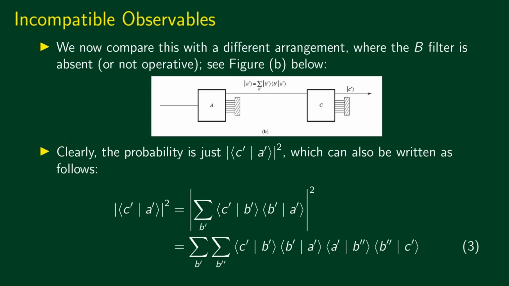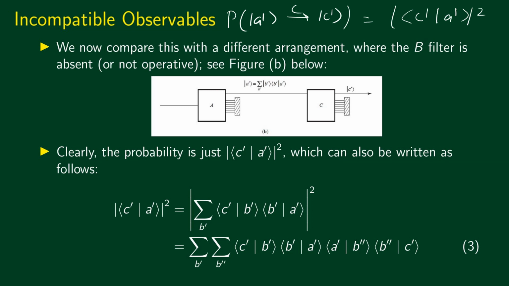In the second arrangement, the B filter is absent or not operative, which means that you are not making a B measurement. So the question is this: what's the probability that if I start in ket A prime, I'll get ket C prime, if I measure C on it? We know how to calculate these probabilities. We start with ket A prime and we need to get ket C prime. So you project ket A prime onto ket C prime and take the modulus square. This is how we calculate the probabilities.